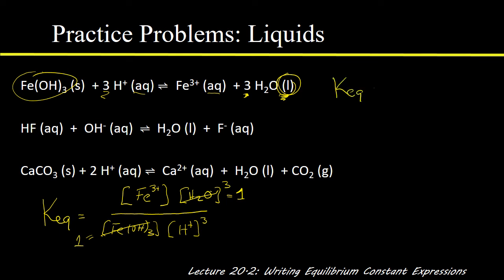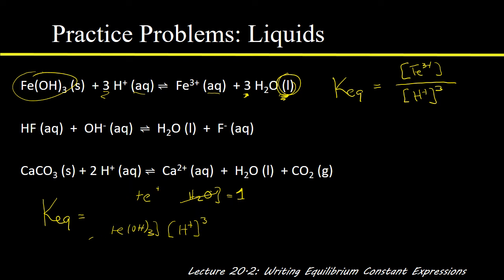And so what that leaves us with is just the concentration of iron 3 ions divided by the concentration of hydrogen ions raised to the third power. Okay. All right. Let's take a look at the second one.